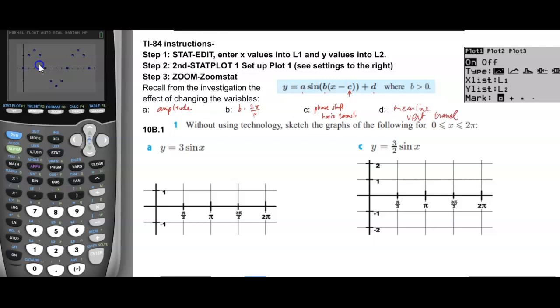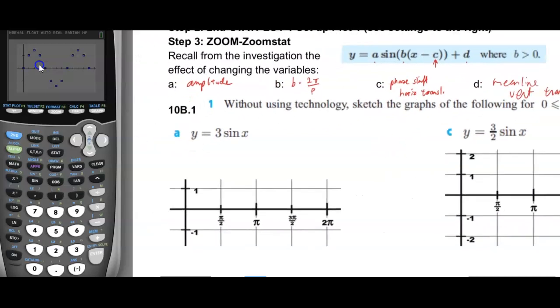Now let's look at this last problem. Without using technology, sketch the graphs of the following for the domain 0 to 2 pi. So let's start with 3 sine x. I'm going to start with the parent function, and I didn't give you enough graph here. This needs to go all the way to 3, doesn't it? And this needs to go all the way to -3. I'm really sorry about that.